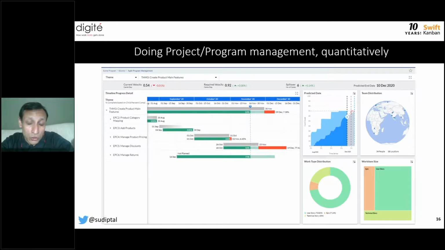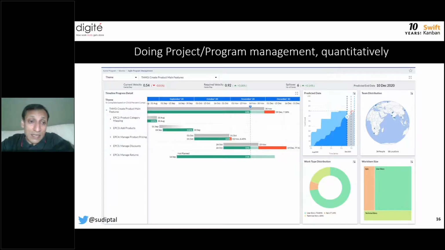So here's a simple Gantt view, right? It's a simple Gantt view that says, okay, if this is the theme, by when would the theme get done? And let's say in this scenario, I was expecting it to be done by the planned date of 30th November, then going at the rate of throughput today, when would it actually get done?